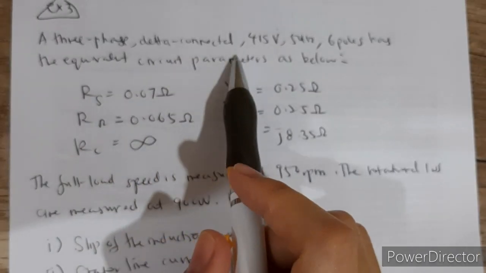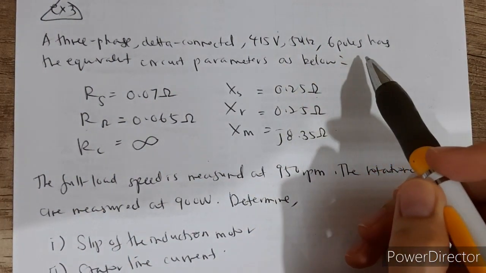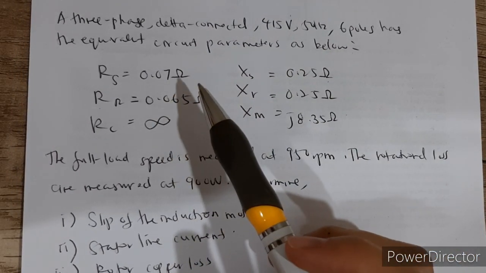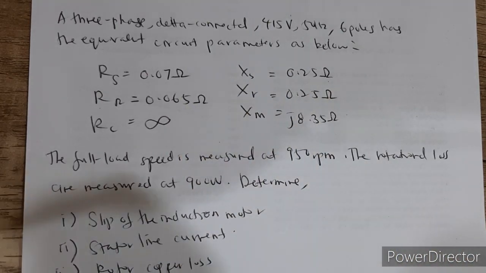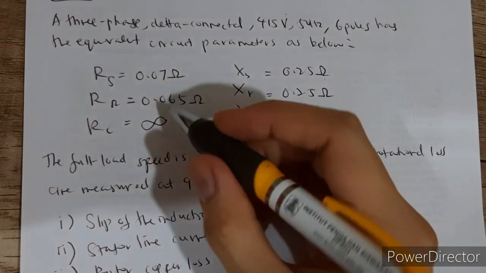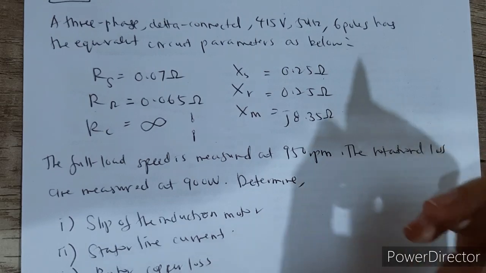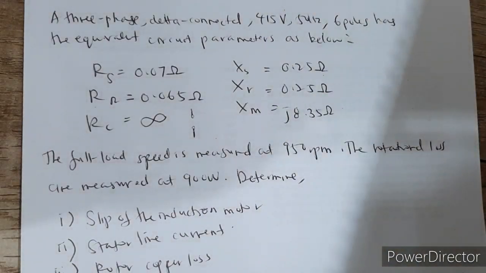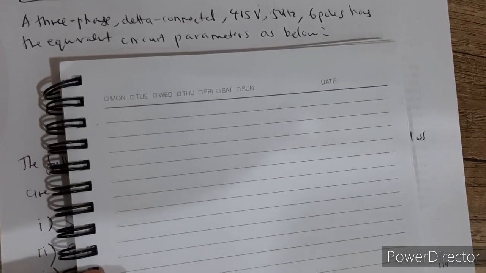A 3-phase delta connected, 415 volt, 50 Hz, 6 poles motor has the equivalent circuit parameters as below. So the question gives you stator resistance, rotor resistance, stator inductance, rotor inductance, and magnetization reactance. The RC is infinity, so we can assume that your RC is open circuit. Okay, before we start, let's list down the given information first.